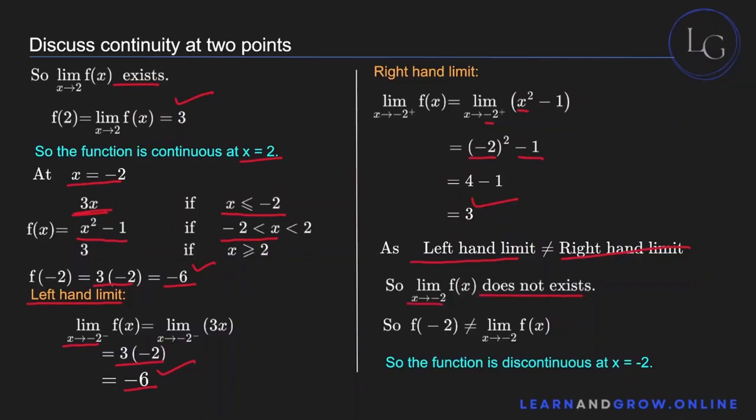Since negative 6 is not equal to 3, the limit of f of x as x approaches negative 2 does not exist, right? And so f of negative 2 is not equal to the limit of f of x as x approaches negative 2, because it's discontinuous. It does not approach the same value from the left-hand side and the right-hand side. It only approaches the value from the left-hand side. It does not approach the value of negative 6 from the right-hand side. So the function is discontinuous at x equal to negative 2. I hope that helped.